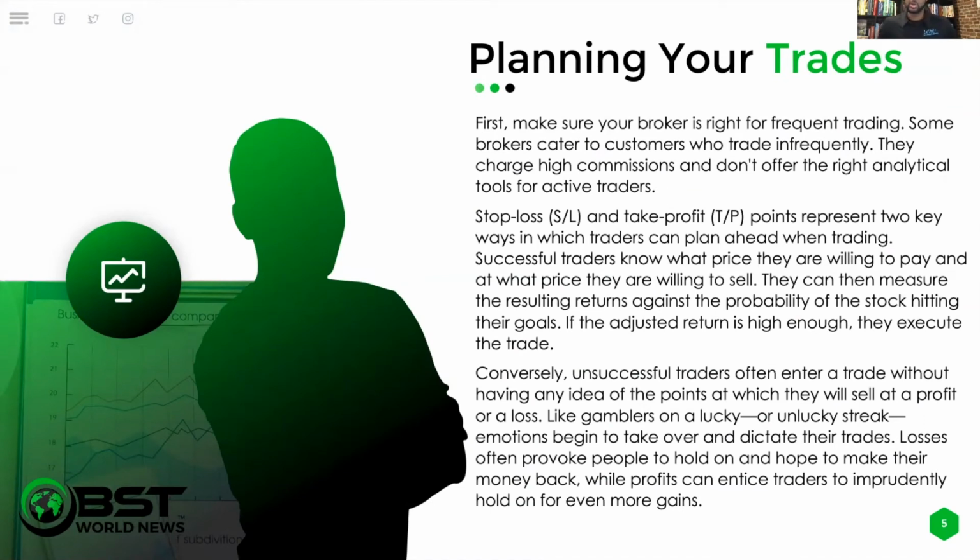First, make sure your broker is right for frequent trading. Some brokers cater to customers who trade infrequently. They charge high commissions and don't offer the right analytical tools for active traders.